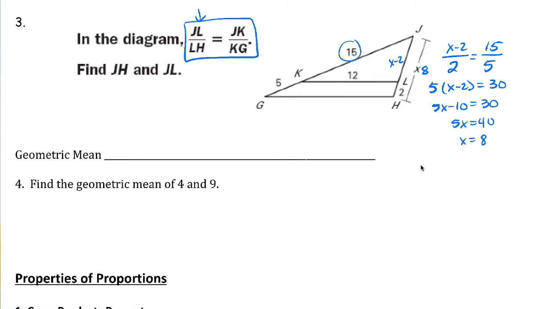I can deduct 2 from that to get JL, and then we find that JL will be 6. So JL is 6 and JH is 8, getting our 2 answers we were looking for.